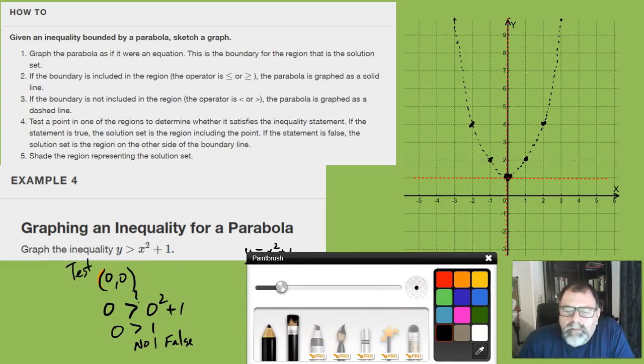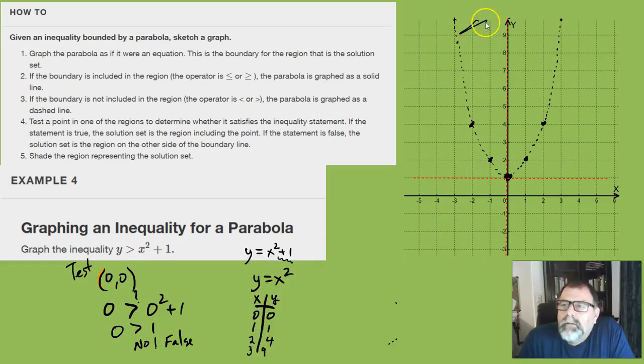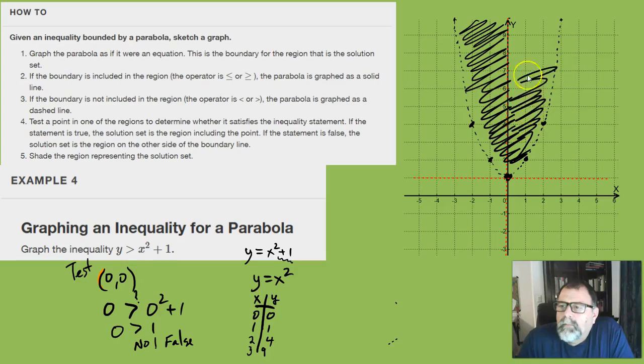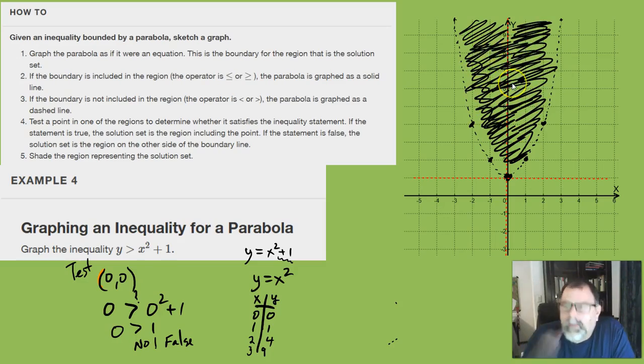Oh, I don't have my highlighter. Okay, so we'll just shade. You're going to shade it like that. So let me show you on Desmos. You can type in the greater than or less than symbol, and it'll show you the shaded region.